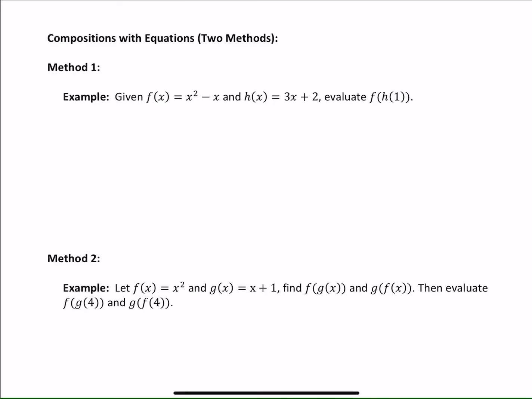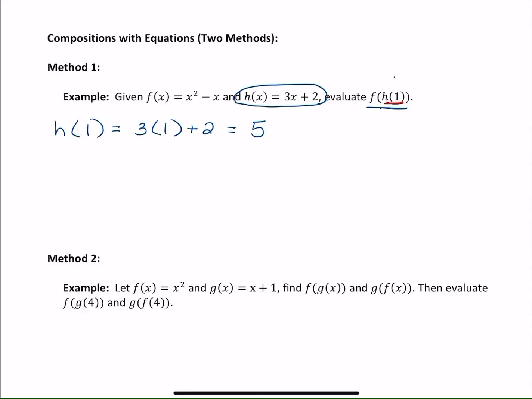Algebraically, we've got two methods, and they both work. It's just one's easier depending on how the question is asked. This one, we're given f of x equals x squared minus x, and h of x equals 3x plus 2. We want to evaluate f of h of 1. So just like we did with the tables, I'm going to find the inside first, h of 1, by plugging 1 into my h function. So I'm going to have 3 times 1 plus 2, which is 3 plus 2, is 5.